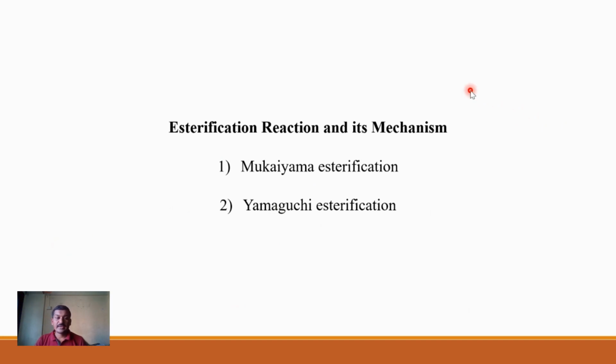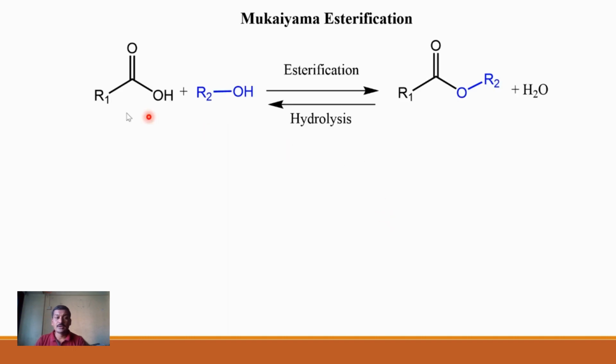Hi everyone. In this video, we'll see two esterification reactions and their mechanisms. The first one is Mukaiyama esterification and the other is Yamaguchi esterification. Everyone knows what esterification is. Esterification is the condensation of a carboxylic acid with an alcohol to form an ester with the elimination of a water molecule.